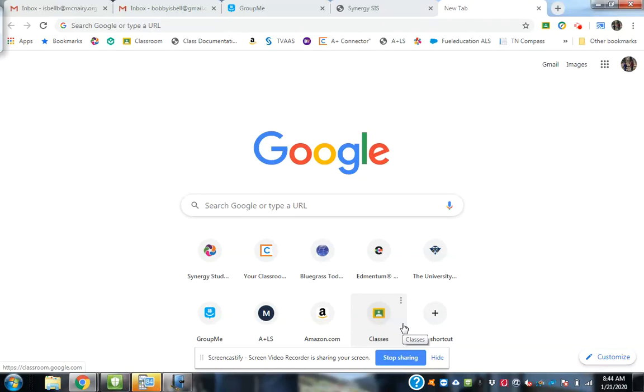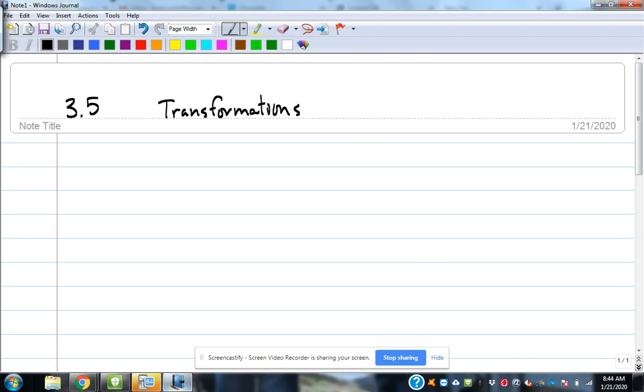All right, guys, we're going to talk about section 3.5 today, which is transformations on graphs. And we're not going to draw a lot of graphs here. We're going to look at a lot of equations and be able to tell what's happening to the graph of that equation or that function or the parent function based on what's happening in the equation. So, learning a little bit of theory here.